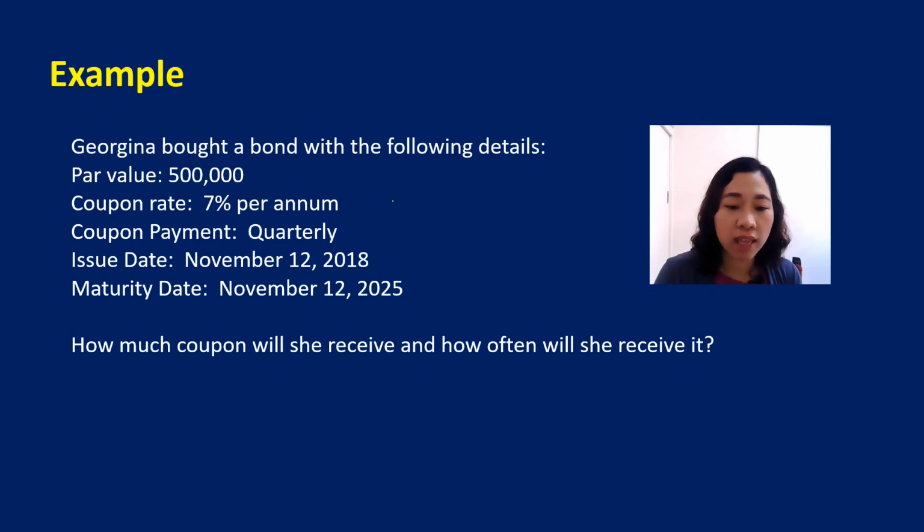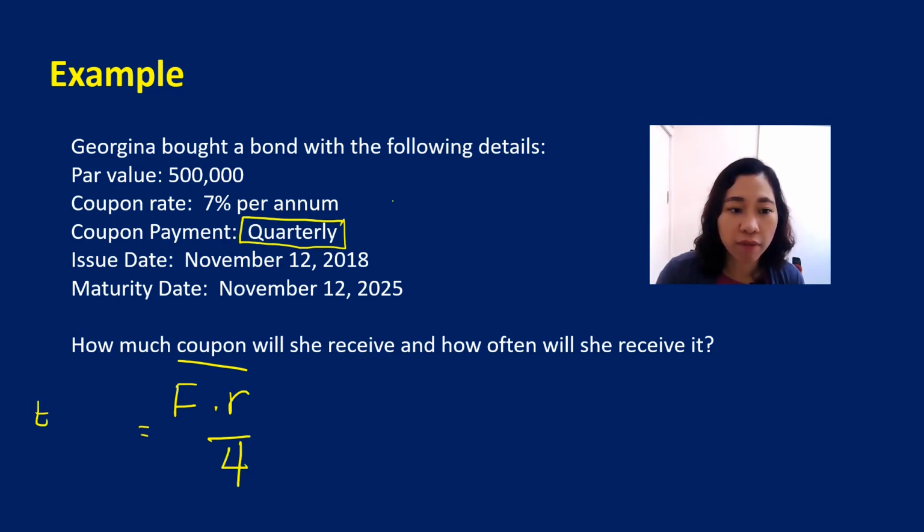So, what is that? How do you get the coupon? It's just the par value or face value times the rate, correct? But you divide it by the number of periods. This is quarterly, so over 4. So this is every quarter.